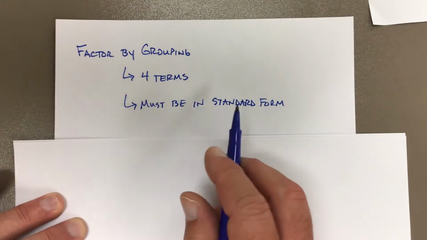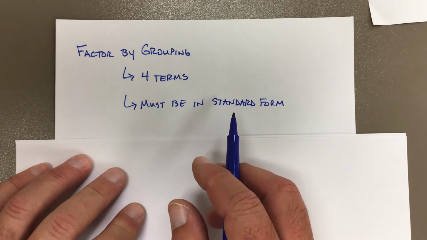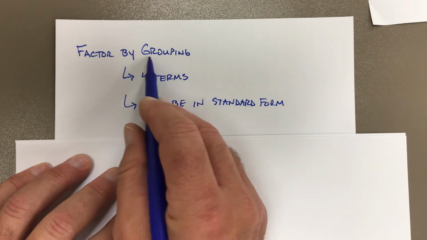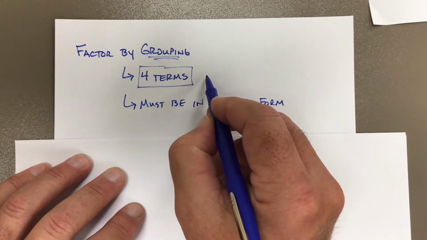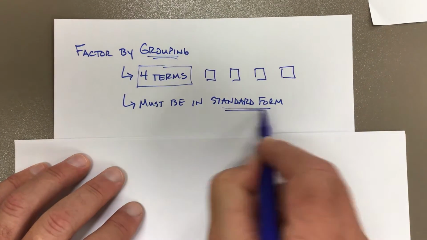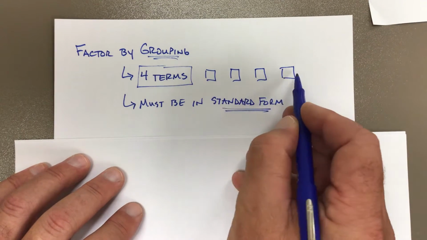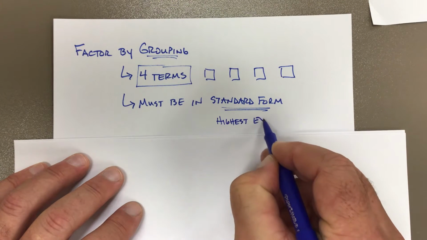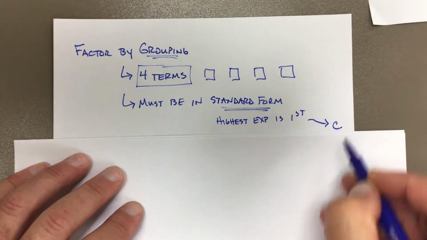Today we're going to talk about factor by grouping. This is the very first time that we're going to actually get into factoring out something that's more than just one little term. It's easy to see grouping because it has four terms. So we got one term, two terms, three terms, and four terms. And if it's in standard form, which means that the highest exponent goes first and then it goes downhill, down to the constant. That's what you're looking for.